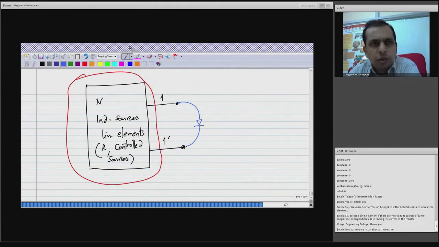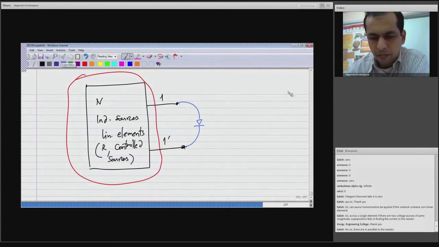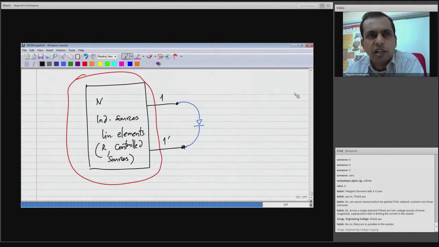Okay, there is another question. Again, I am not clear of what this question is. It says, across a single element, if there are two voltage sources of same magnitude, superposition fails in finding the current in the resistor. The question is, are the voltage sources in series? Is that what is meant here?